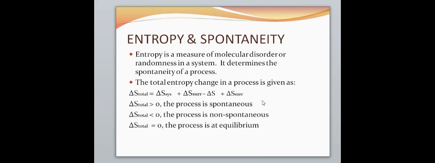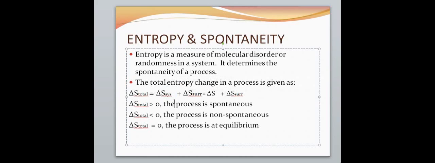So the total entropy change in a process is given as delta S total. Remember, the symbol of entropy is S, but while calculating, we always consider the total entropy change, that is delta S. Now, what is delta S total? It is the sum of entropy change taking place in the system and the entropy change taking place in the surrounding. Usually, the entropy change in the system is denoted as delta S. So, whenever you come across delta S, it means they're talking about delta S of system.